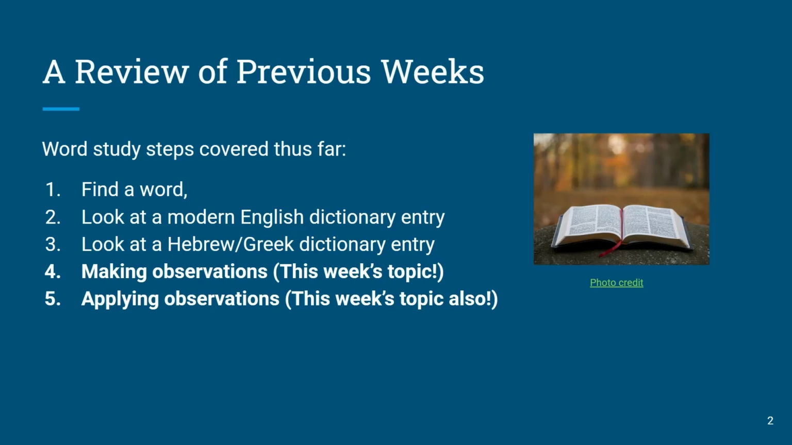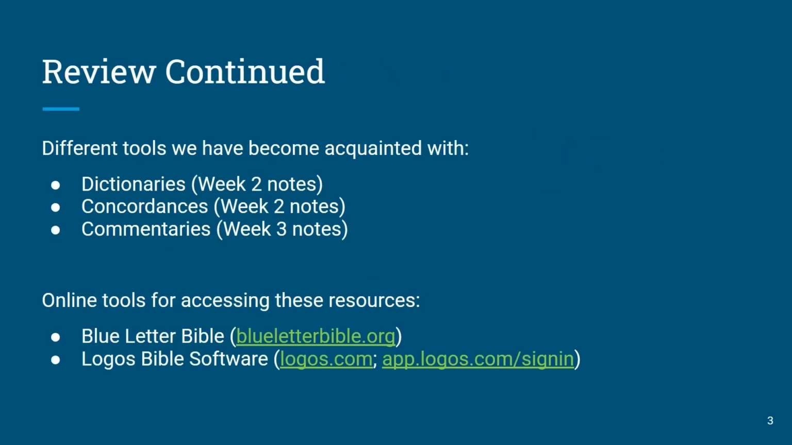context. In this week, we are going to learn how to make observations about how a word is used in the biblical context, and we're also going to learn a little bit of how to apply those observations to ourselves once we've made those observations. We're basically going to get right to it, but there's a little bit more that we can talk about with regard to review. We learned how to use dictionaries and concordances in week 2, and then commentaries we talked about in week 3.